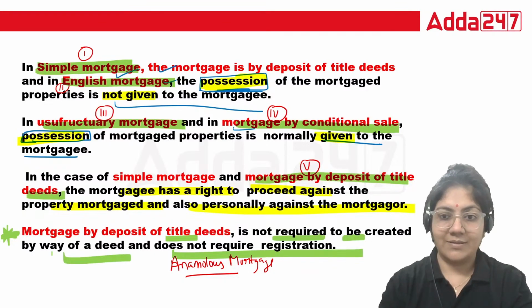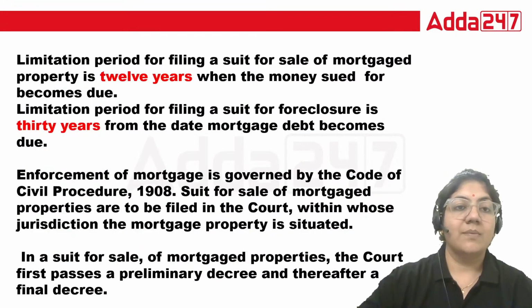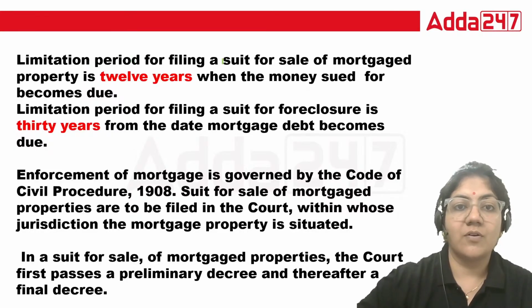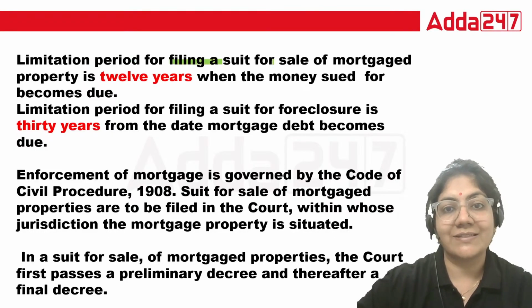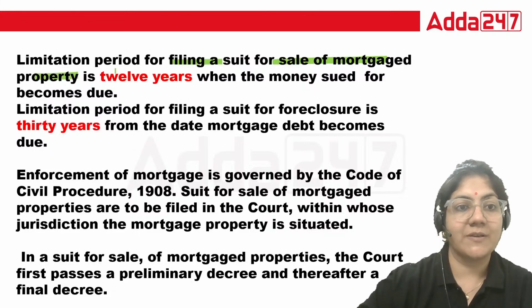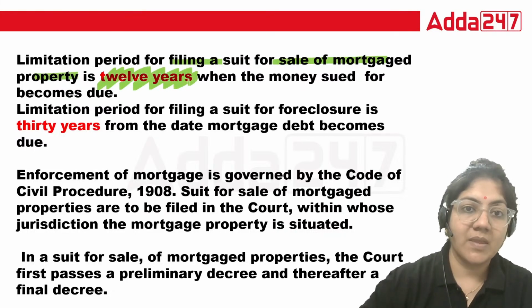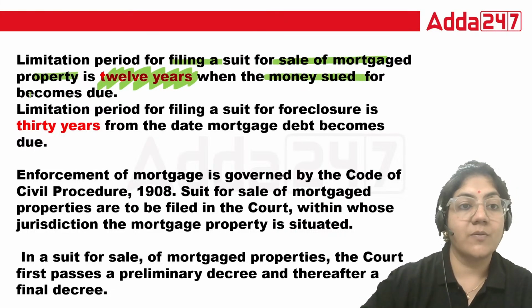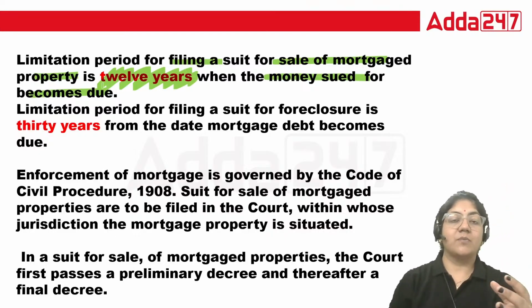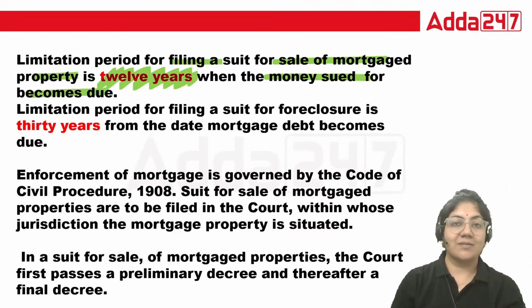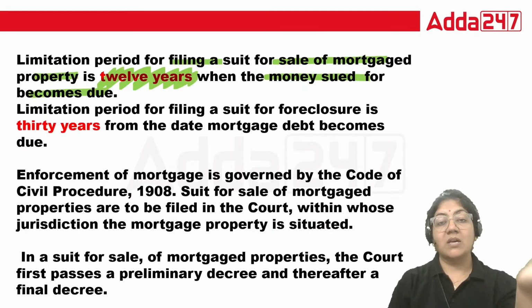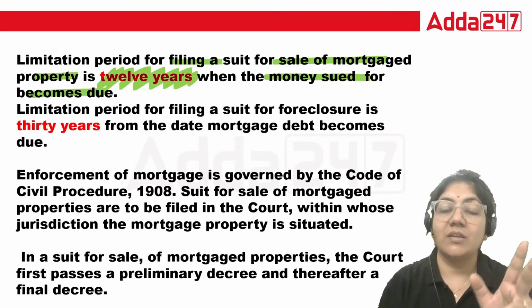Now, let's start with the next one. The limitation period for filing a suit for sale of mortgage property is 12 years from when the money sued for becomes due. Suppose the mortgagee has given me the time of 1 year, that in 1 year you have to give the money. So after 1 year, the 12 years will be counted.